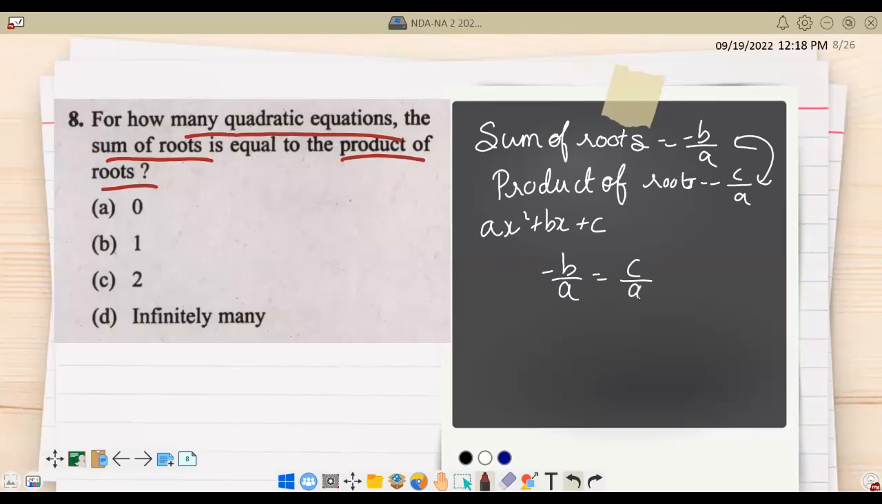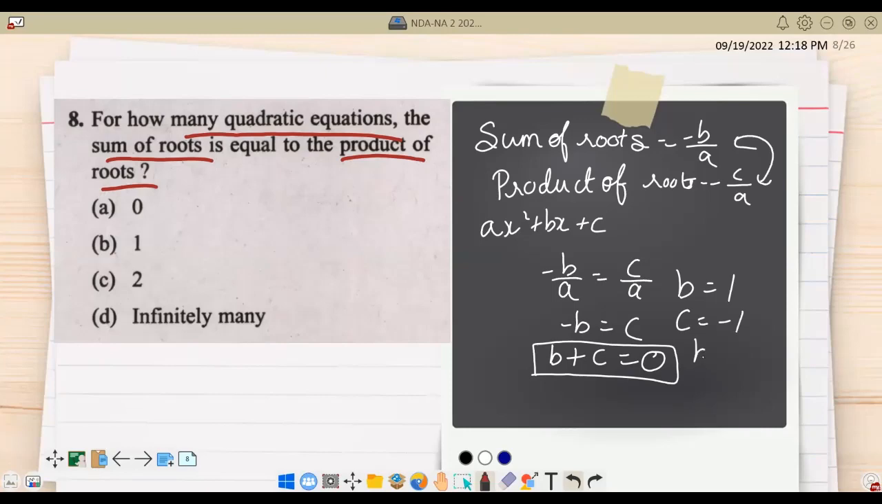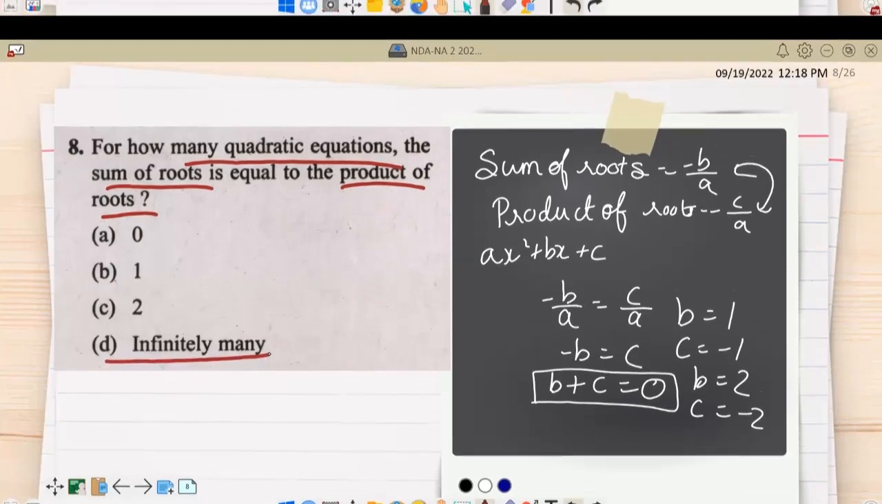Now if I multiply both sides by a, it becomes minus b equal to c. Then it will be b plus c is equal to 0. So we have to check for what values b plus c is equal to 0. If we substitute b equal to 1, then we have to take c equal to minus 1. And if we substitute b equal to 2, c we can take as minus 2. Like that we can substitute n number of values. So the answer is infinitely many solutions.